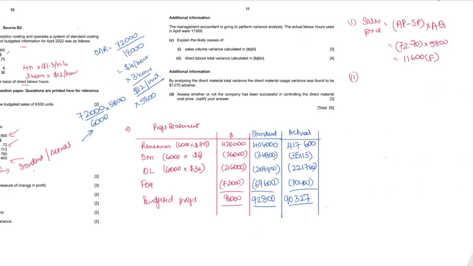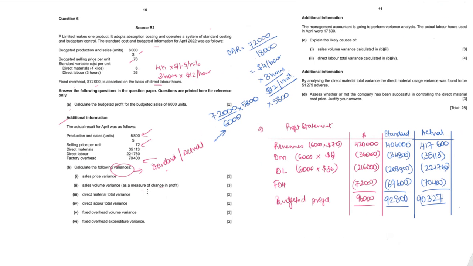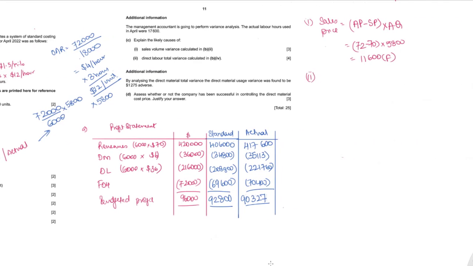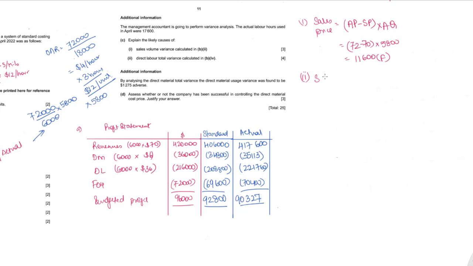Second, calculate the sales volume variance as a measure of change in profit. What do you mean by this last part, as a change in profit? Let me explain it to you. First of all, what's the formula for sales volume variance? Difference in the volume, so actual quantity minus budgeted quantity.